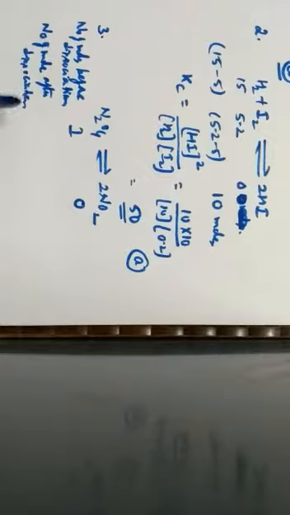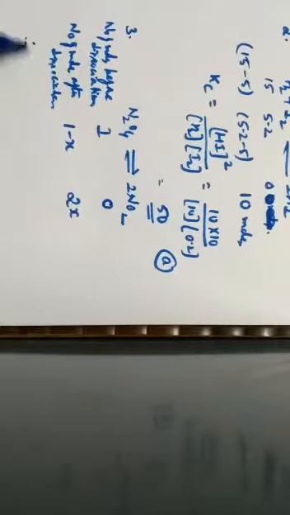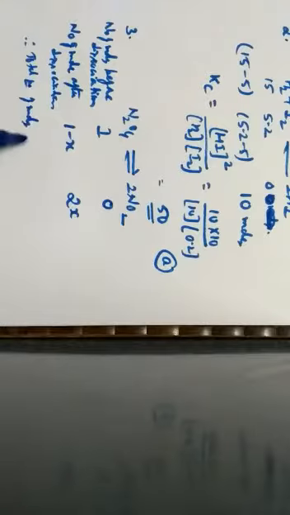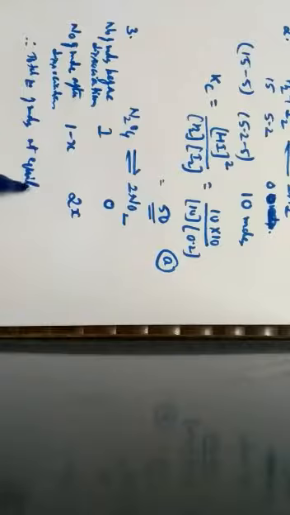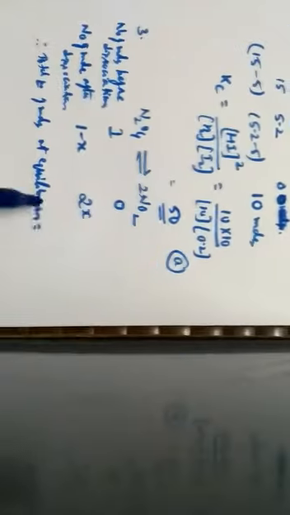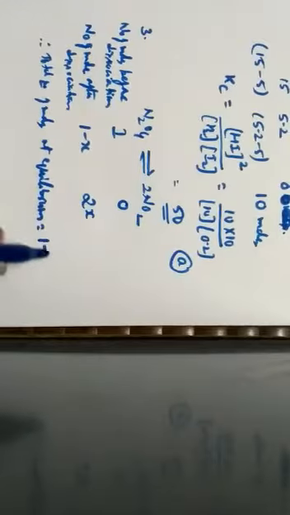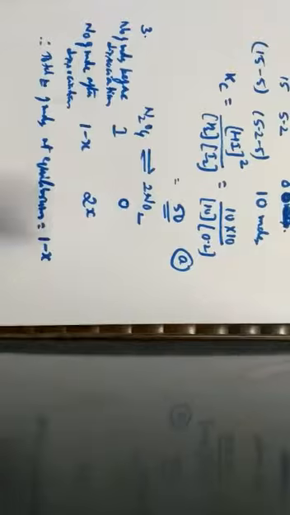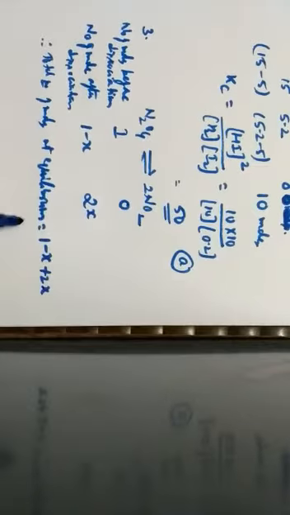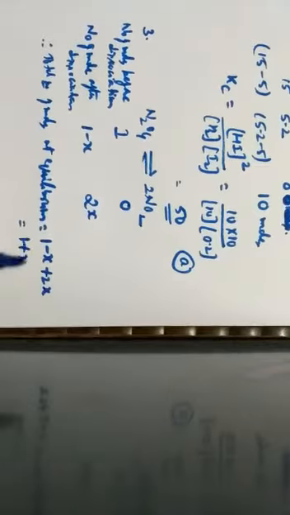So when I say the number of moles after dissociation, it is nothing but 1 minus x. Since it is 2 times the product, 2x of the product will be formed. Therefore, when I calculate the total number of moles at equilibrium, it is equal to 1 minus x with reference to reactants plus 2x with reference to products, which is nothing but 1 plus x, and this 1 plus x is given by option C.